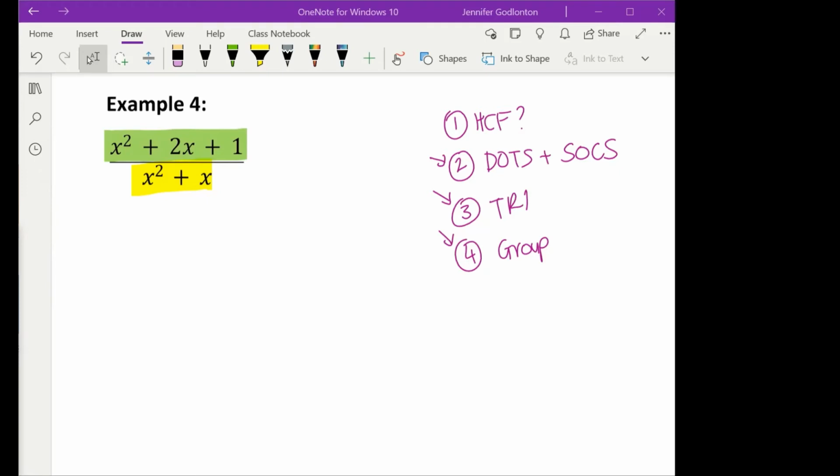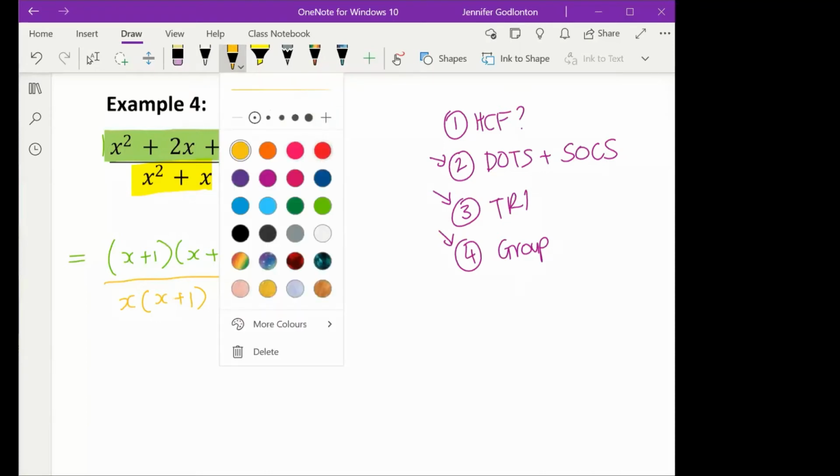Okay, so let's have a look at this top one. So the top, we've got a trinomial happening. It's not a nasty trinomial because our coefficient here is 1, and the only factor pair of 1 is 1 and 1. So we're going to have x plus 1, and then at the bottom, we're going to take out a highest common factor. So this was a trinomial, and here we're going to take out a highest common factor of x, and I'm going to be left with x plus 1. Okay, so that's our first step.